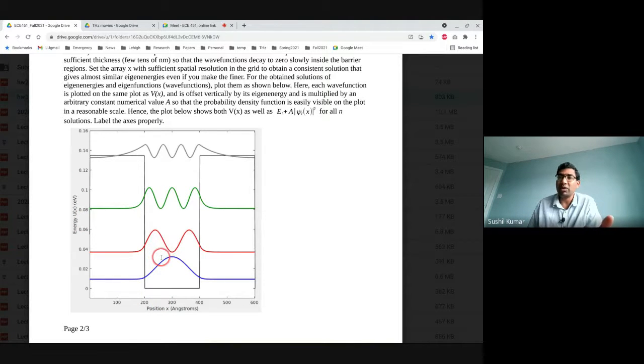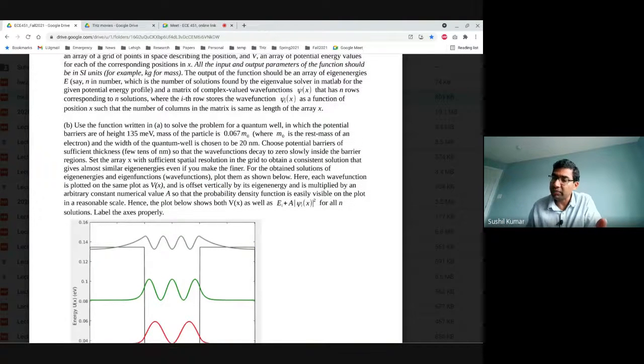So what I want to also highlight here is that the way these are plotted is, for example, you can see the bottom of the well is 0 energy, and there is some height, 0.135, which is given to you in this problem. If you notice, this is 0.135 meV, which means milli electron volts. Again, some of these numbers are given to you not in SI units. 1 electron volt is 1.6 times 10 to the minus 19 joules. So there's a big order of magnitude difference. So be aware of that.